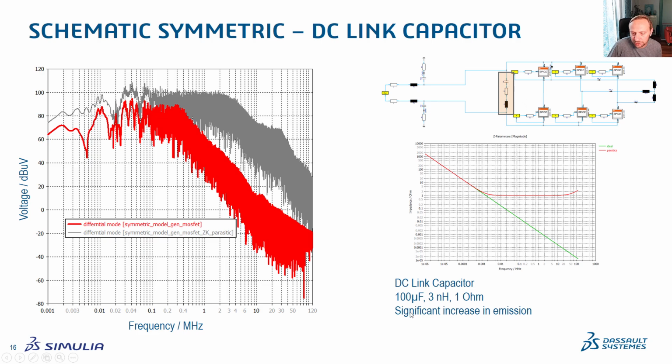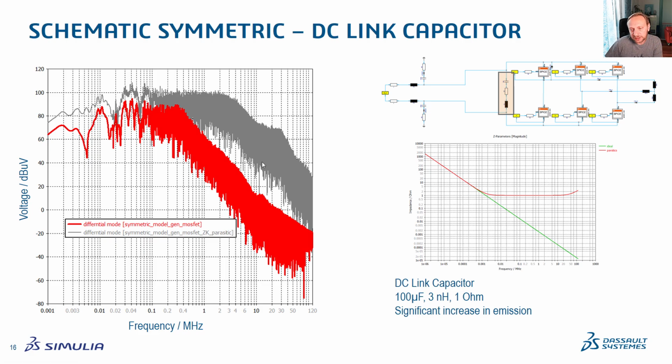It's still the same nominal value, still 100 microfarad. But I have added 3 nanohenry in series and 1 ohm in series, so that the overall impedance of the capacitor is now different. In the ideal case, the impedance goes down basically to infinity. You have very low impedance, but that's not true for a real component. Changing just this capacitor to include the parasitics, we can look again at the differential mode emission, and you can see this has a huge impact, especially in the high frequency range. We have something like 40 dB difference simply because the capacitor is not ideal.